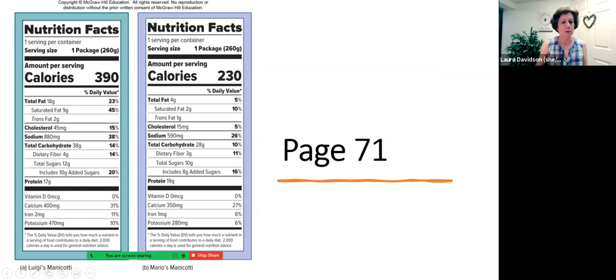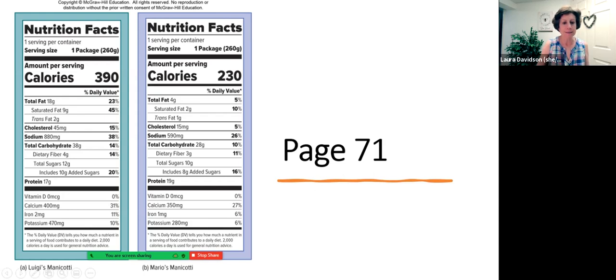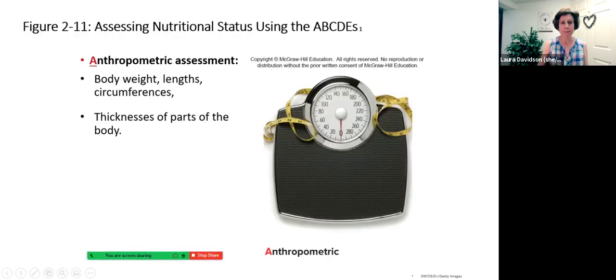All right, so let's look at this real quickly. This is Luigi's manicotti and Mario's manicotti. If we hold them side by side, we can see a huge difference in terms of the total fat and the saturated fat and the sodium, by the way. So this would be helpful, right? We may want to give this one a try and see if it seems to be healthier, lower in calories. Check out the taste as well.